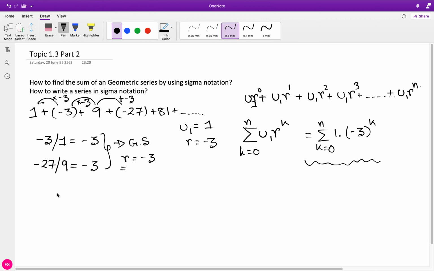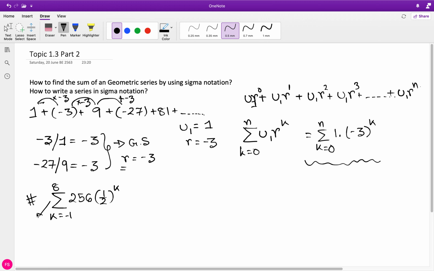Now let's look at another example where you will have the series written in sigma notation already, and you have to find the sum for this. Let's say the upper limit is 8, the lower limit is -1, and the general term of the series is 256 times one half to the power of k.